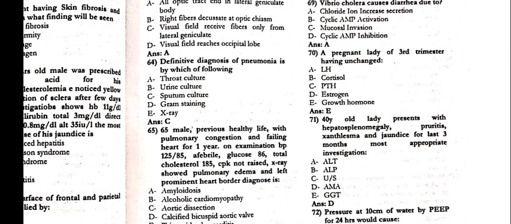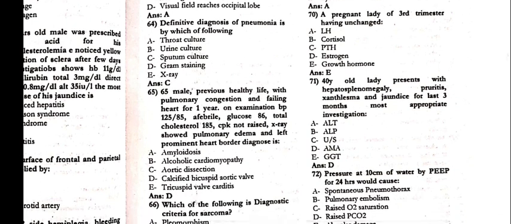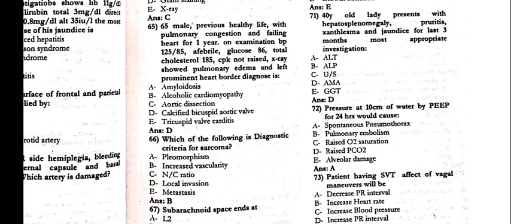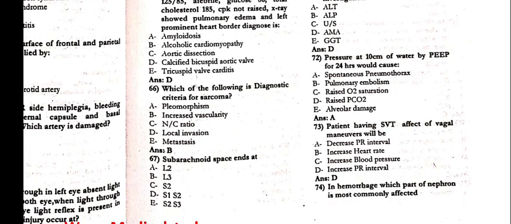Next 64, the definite diagnosis of pneumonia is by which of the following? The sputum culture. A 65-year-old, previously healthy, presents with pulmonary congestion and failing heart. On examination BP is this, afebrile, glucose 86, cholesterol 185, CPK not raised. X-ray shows pulmonary edema, left prominent heart border. Diagnosis would be calcified bicuspid aortic valve. 66, the following diagnostic criteria for the sarcoma, that is increased viscosity.